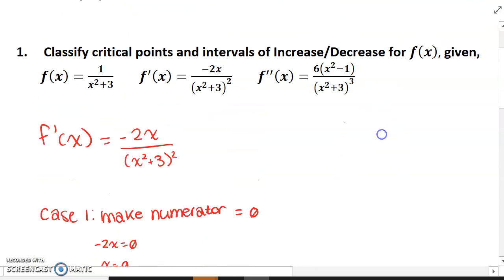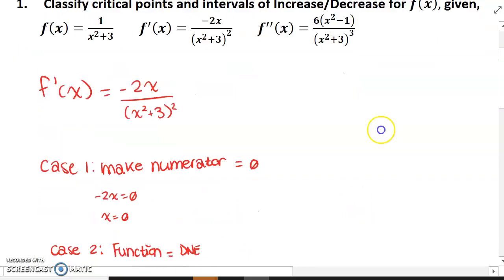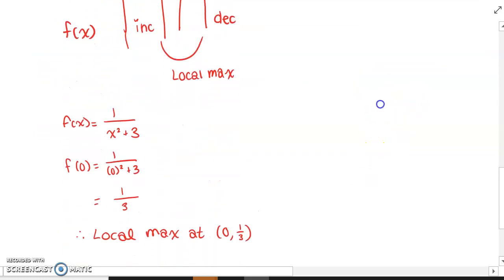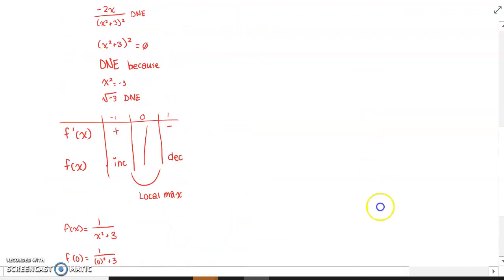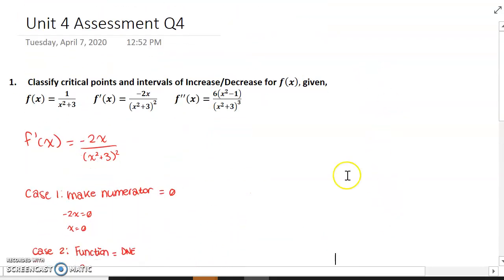And when I checked my work on Desmos to see if I was correct, I saw that there was in fact a point at 0 and 0.33 repeated, and 1/3 is 0.33 repeated. So yeah, that is my answer for the final question for the Unit 4 assessment.